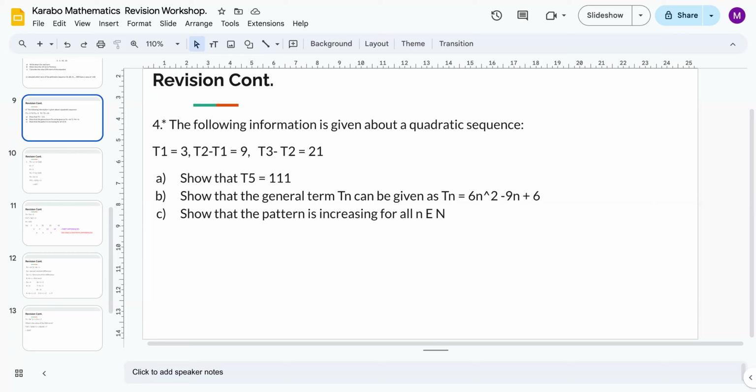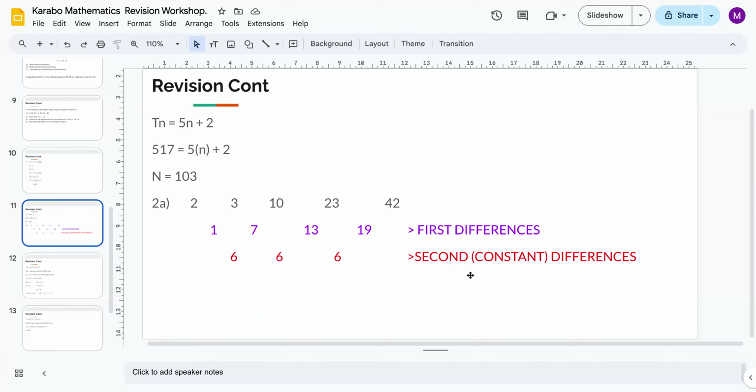Now C, show that the pattern is increasing for all n is an element of natural numbers. So in simple terms, they're asking us to show that this pattern that we've worked out will always be increasing. So the next number after 42 will be greater than 42. And the next number after that will be greater. And the next number after that will be greater. For all n, how do we show that this pattern will always be increasing?